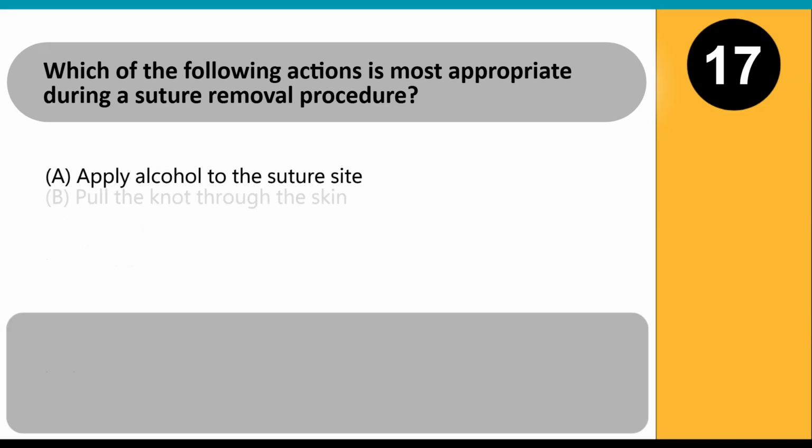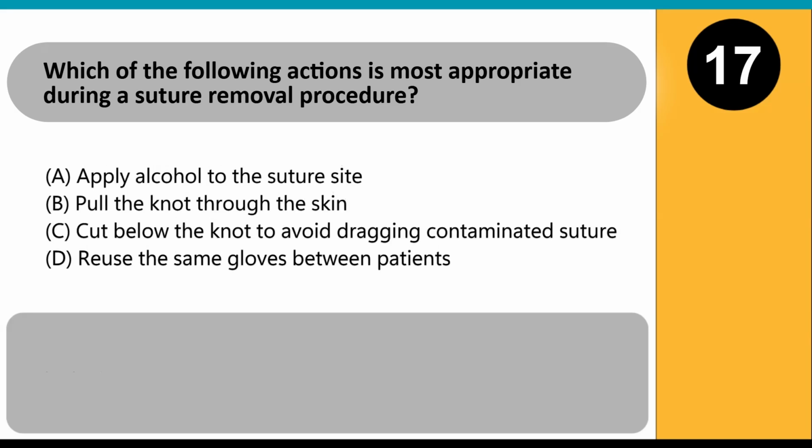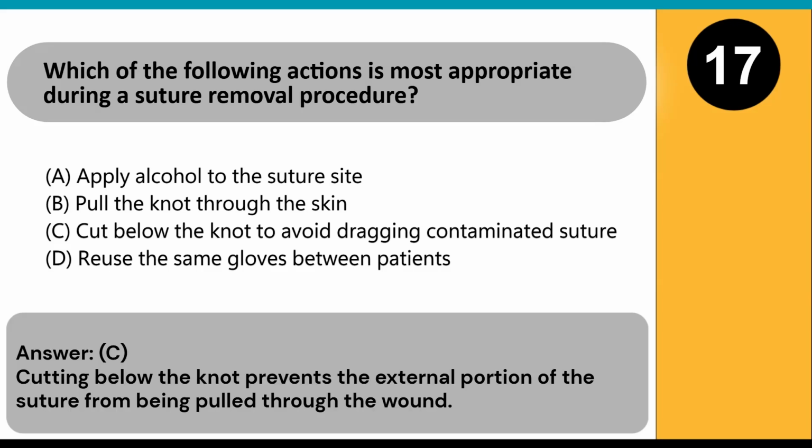Which of the following actions is most appropriate during a suture removal procedure? A. Apply alcohol to the suture site. B. Pull the knot through the skin. C. Cut below the knot to avoid dragging contaminated suture. D. Reuse the same gloves between patients. Answer C. Cutting below the knot prevents the external portion of the suture from being pulled through the wound.